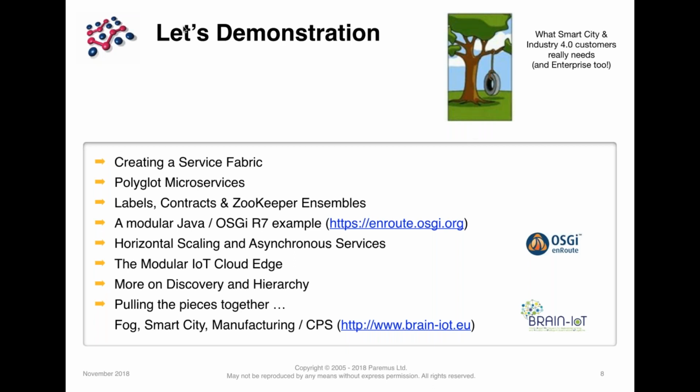We'll then look at a really modular Java OSGi application, which is an example from the new en route site. We'll look at some horizontal scaling and asynchronous services. We've then got a very simple Cloud Edge example, and then we'll drop back to a discussion on how we do discovery, the importance of structural hierarchy, and we'll pull all the pieces together in a final couple of slides just to give you a view on where we're taking this technology.